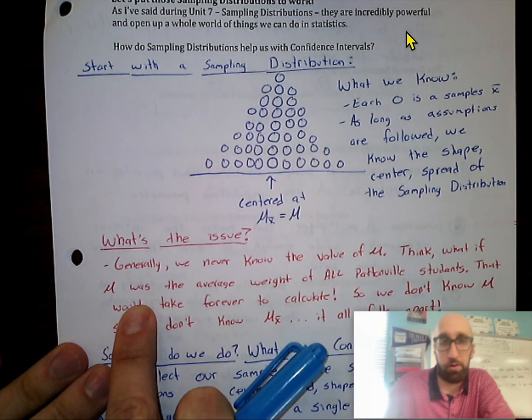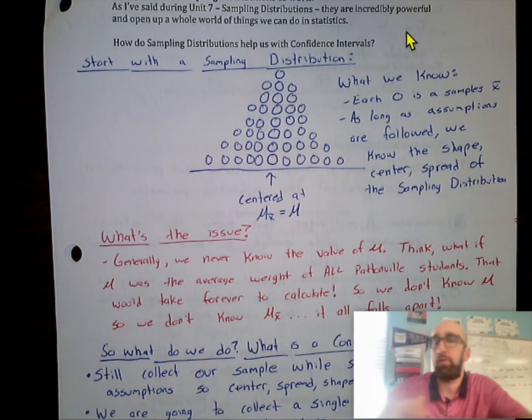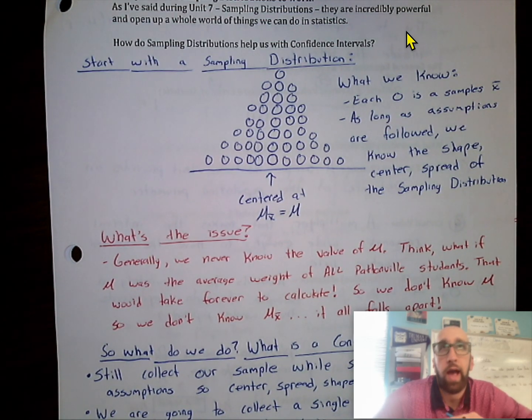For example, what if I was super interested in mu, the average of every single student at Pattonville High School? A little bit of a weird question to know, but I don't think anyone knows that information. No one has a clue about the average of every single student at Pattonville High School. And if I wanted to figure that out, it would take a really long time.